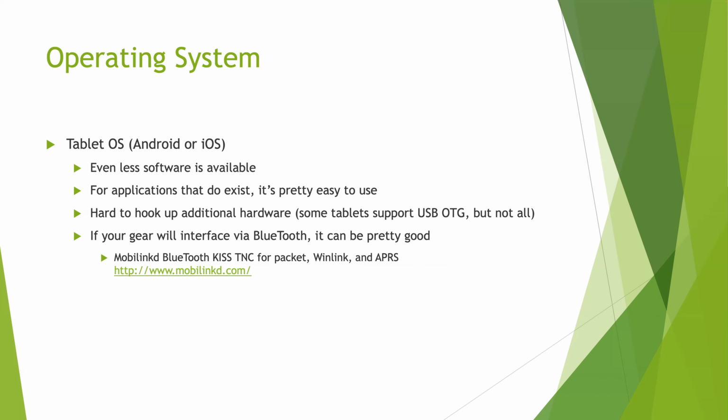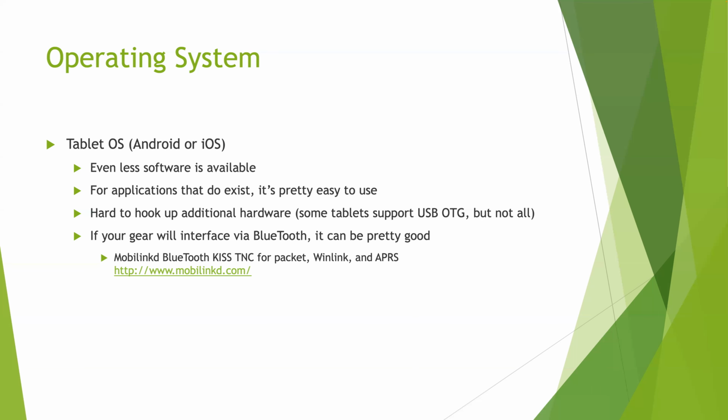So, all right. So tablet operating systems. Well, if you buy a tablet, it's going to have an operating system on it. You don't get a lot of choice in that. It'll either be Android or iOS, which is the Apple operating system. Even less software is available for Android and iOS. There is some out there. For applications that do exist, it's really easy to use. Those devices are designed to be easy to use. The software is usually pretty consistent with other applications on those platforms.